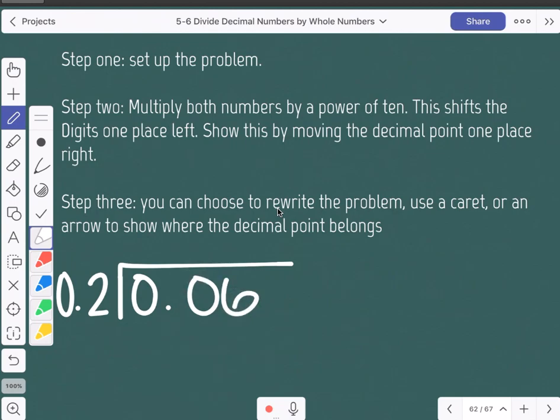That's the first thing I did. Step 2, I multiplied both numbers by a power of 10. In this case, it was just 10 because I needed to only move over one place value. Okay? So that's what we did there. Now, I rewrote mine after that.